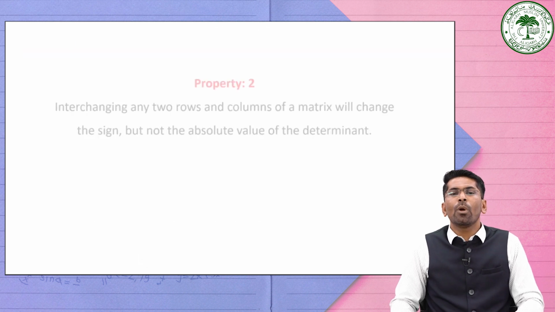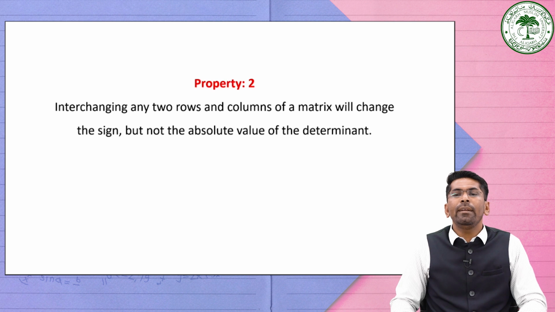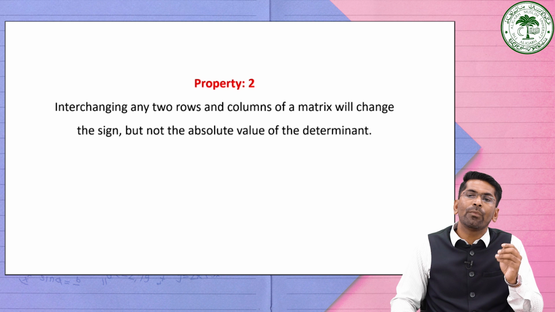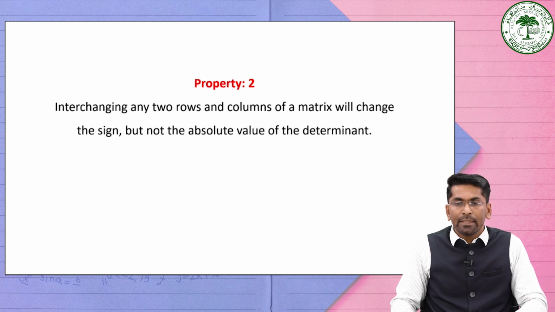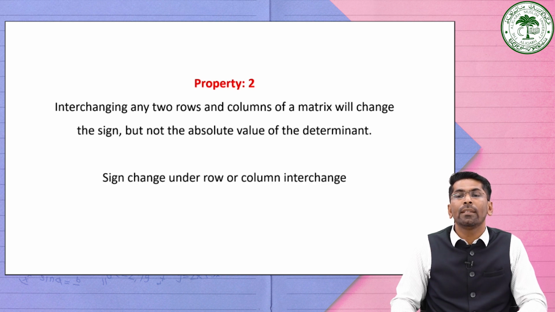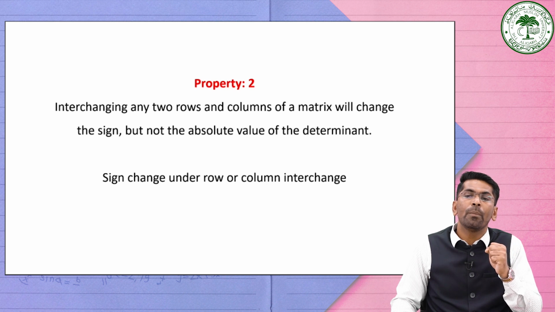Now the second property is that interchanging any two rows or columns of a matrix will change the sign only, but not the absolute value of the determinant. See, we can say that it is often referred to as the sign change under row or column interchange, or we can also say that it is the odd-even property of permutations. So here we are going to prove this particular property.